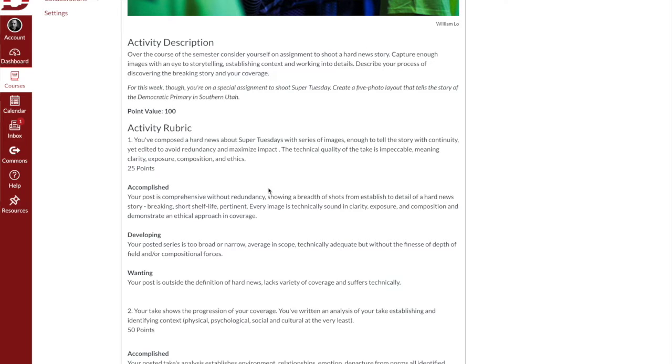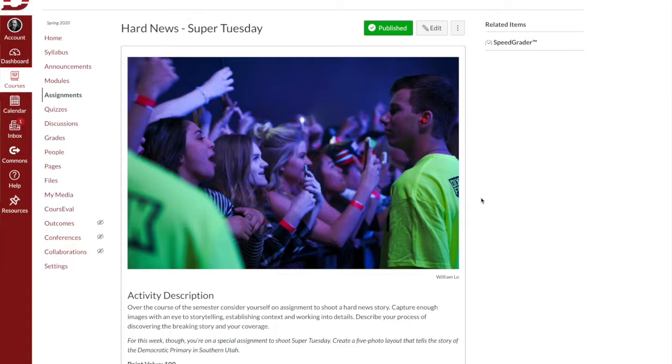What does that mean, especially for the Democratic Party in southern Utah, which back in the day was pretty tiny and probably still is. So I'm asking you to go through and do a take there, a 5-image layout of that, if you would.